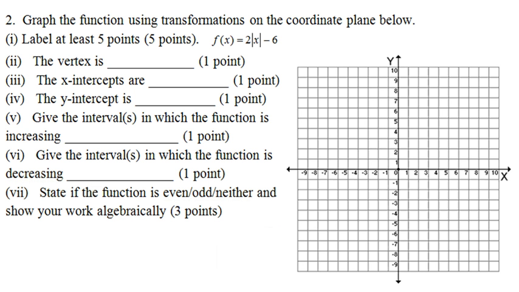Let's continue on now with problem number dos. Graph the function, again, using transformations on the coordinate plane. And so pretty much almost the same steps, just now a different type of function. So we have to label these 5 points and graph this guy.